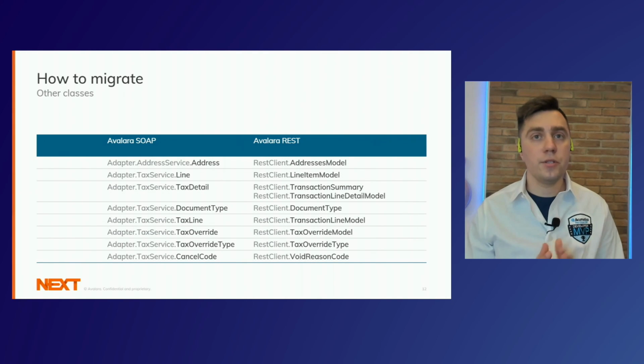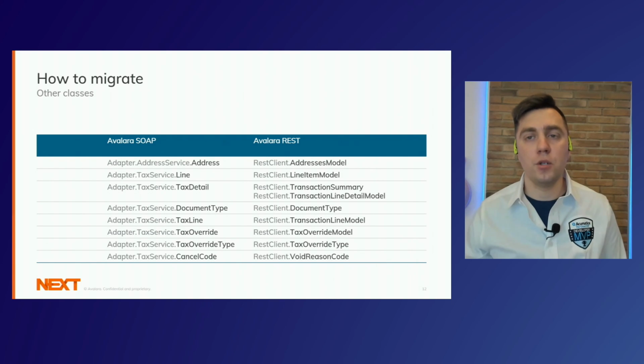And finally, here's a short comparison for other classes we use in Acumatica. The SOAP Address class is equal to the REST AddressModel class. The DocumentType and the TaxOverrideType classes have the same name. The TaxOverride class is equal to the TaxOverrideModel class, and the CancelCode class is equal to the VoidReasonCode class.